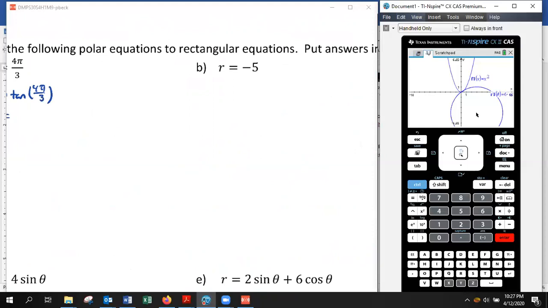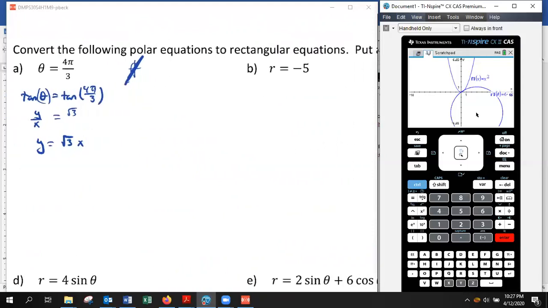What is the tangent of 4 pi over 3? 4 pi over 3, if you remember, is down here. Oh, that tangent is square root of 3 over 3. Oops, I'm sorry, it's just the square root of 3. And if you remember, tangent of theta is equivalent to y over x. So we have this nice line, y equals the square root of 3 x, which matches up with what I drew here.